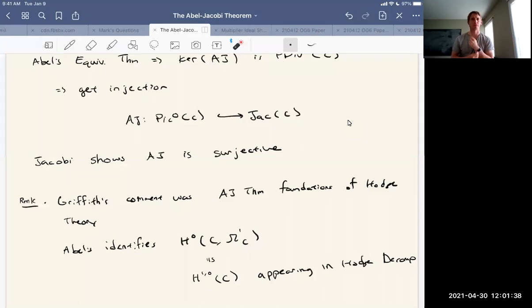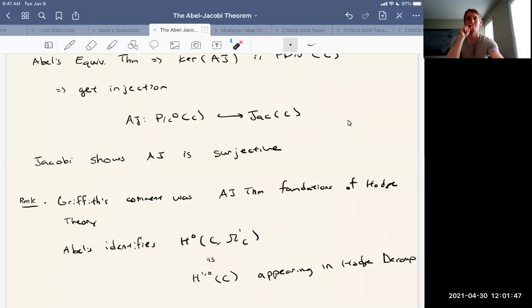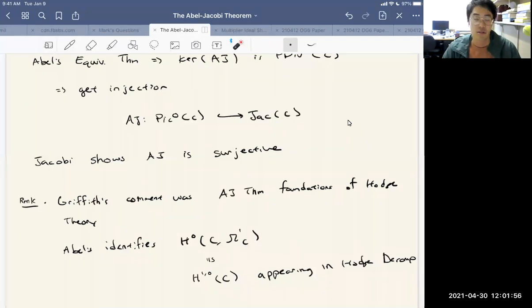Can you say a little bit about Jacobi's contribution? Right, I didn't actually look much at what Jacobi did. I'm just wondering, because in this classical setting, it seems like the Jacobian is basically generated by values of these integrals. So I'm wondering what the non-trivial part of the statement is here.